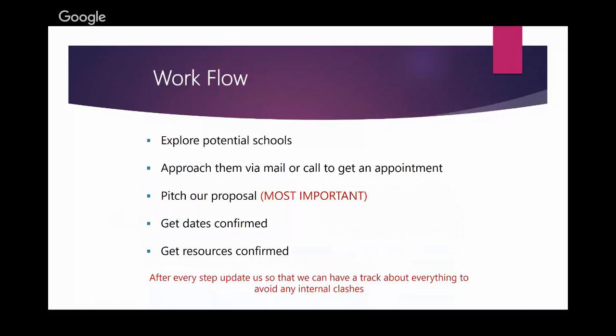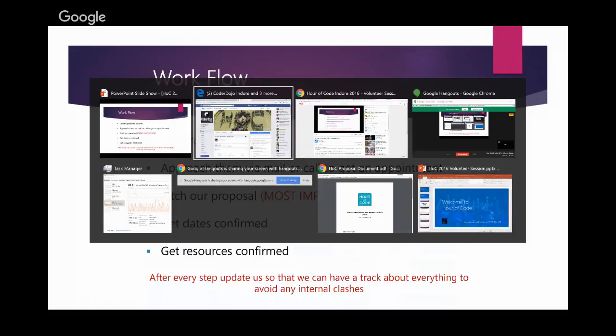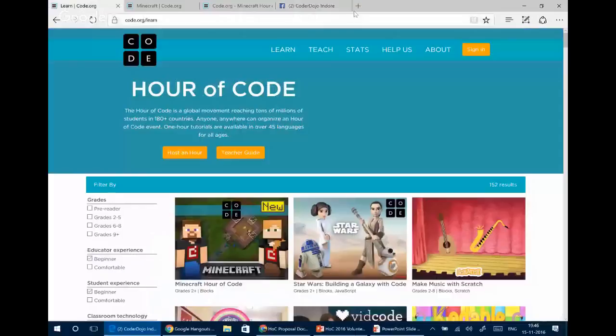shortlisting potential schools which are available, which are ready to host the Hour of Code event, getting the dates when we can host it, and getting the details of which classes they will be hosting it for, like 10th class or 9th class or 2nd class. Oh, we are not covering 2nd class. The minimum is 3rd class. From 3rd class to 10th class, that will be our focus this year. So why shouldn't I go forward and first show you the code.org site, right?